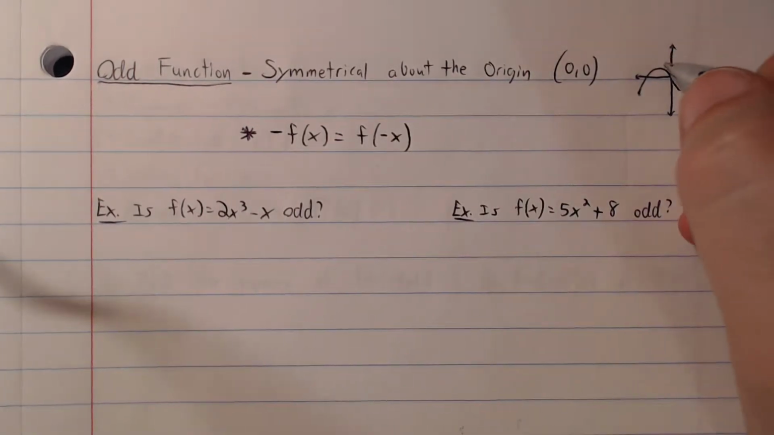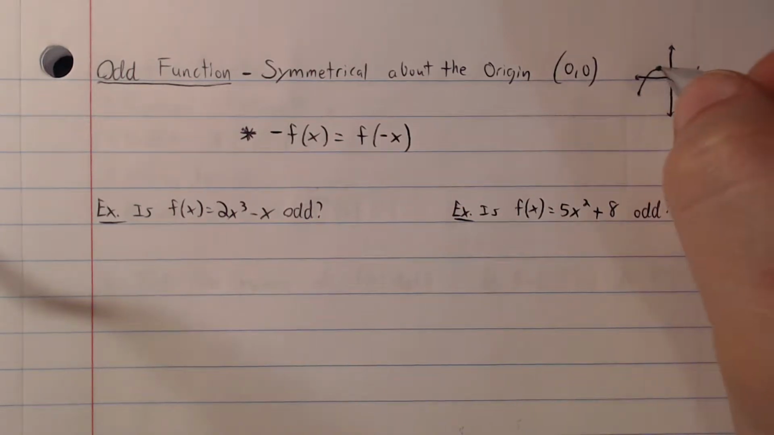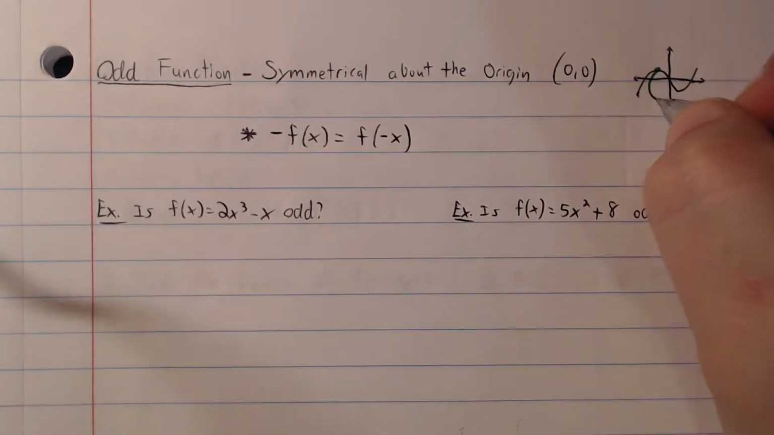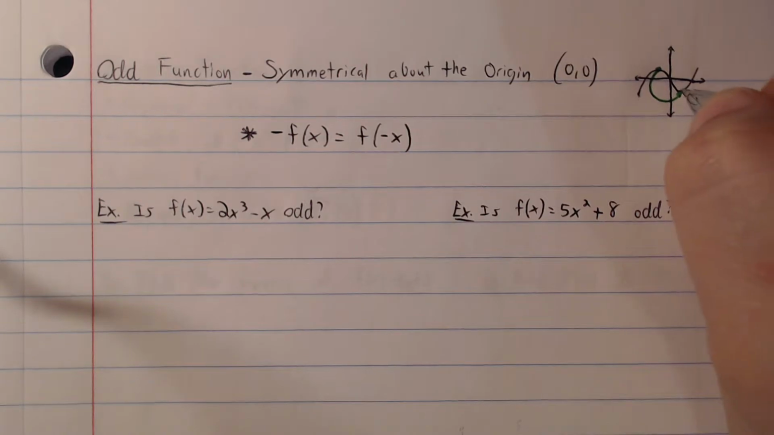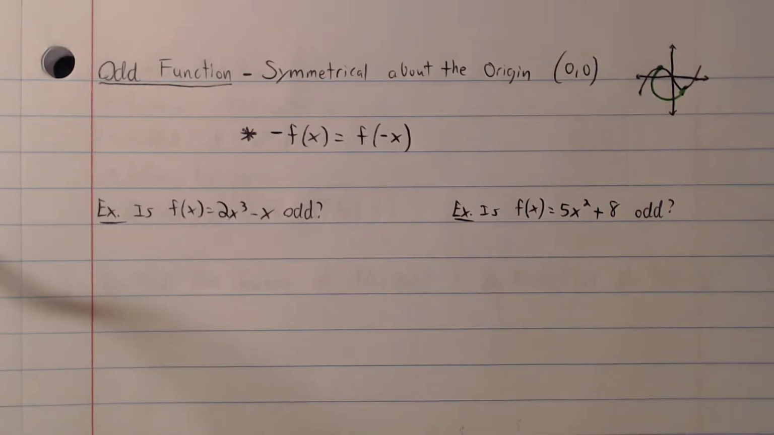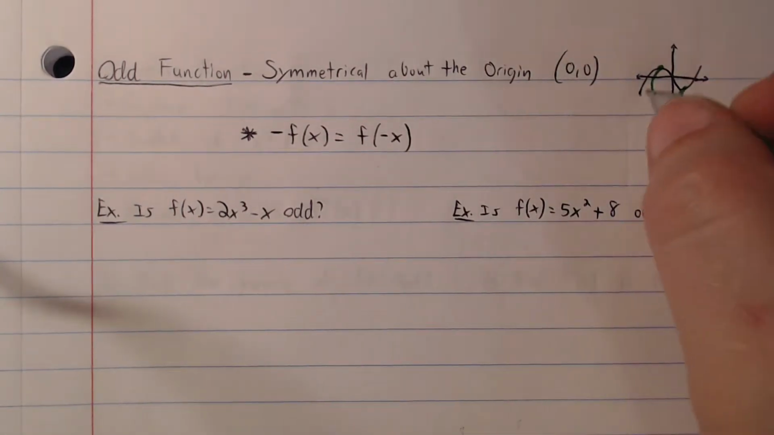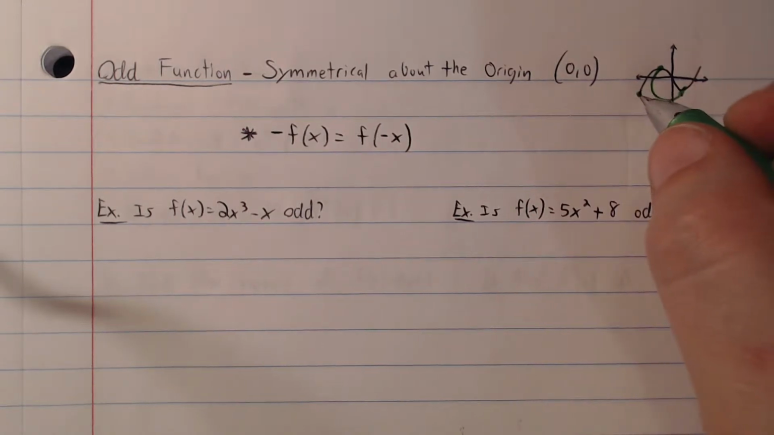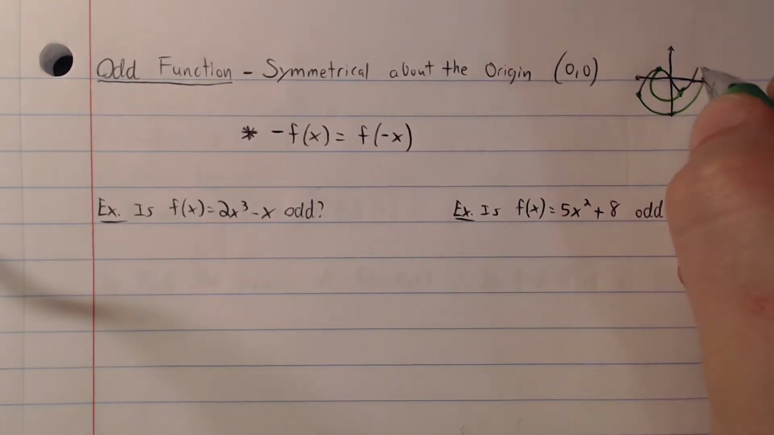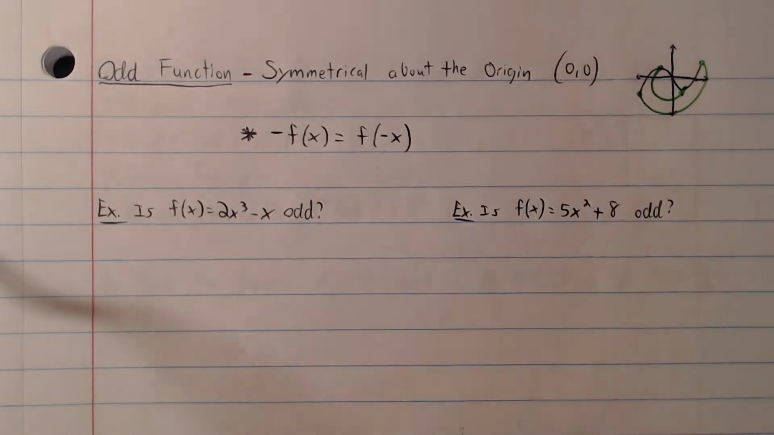So we're looking at something like this point. If I rotate it 180 degrees, it should match on the other side. Okay, same idea with all these points. If we go around 180 degrees, do we match? Okay, so that's what we want to check as far as odd functions go.